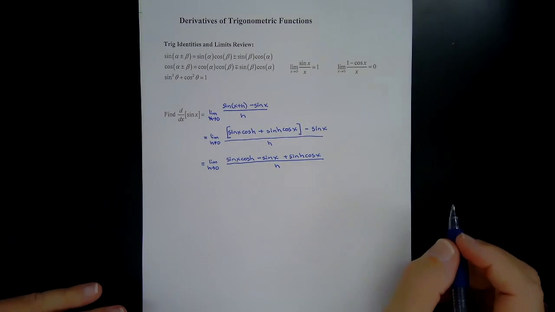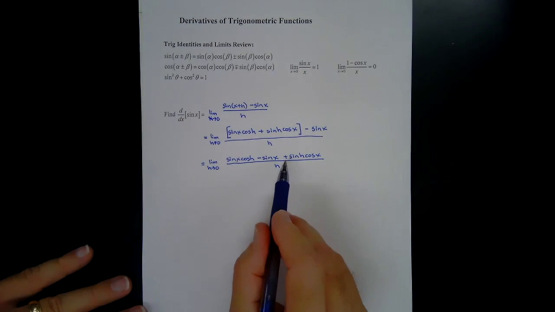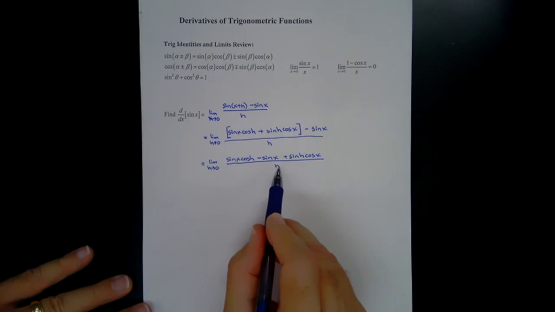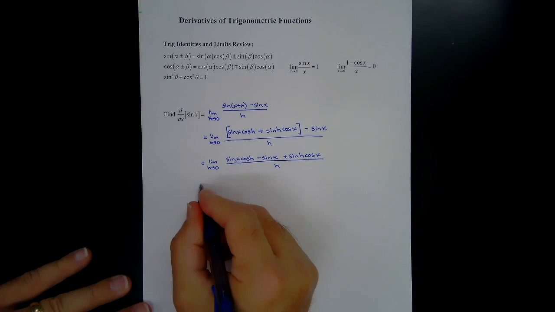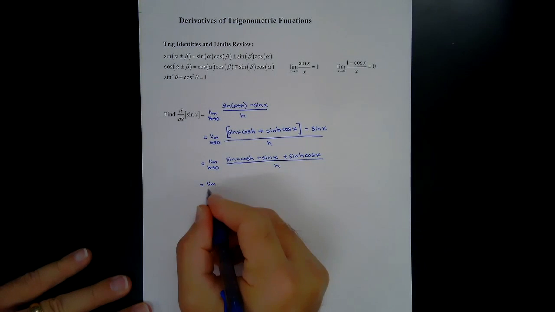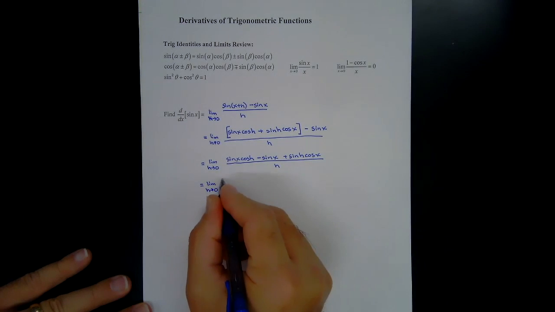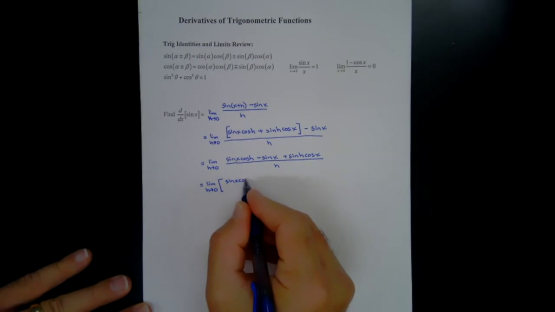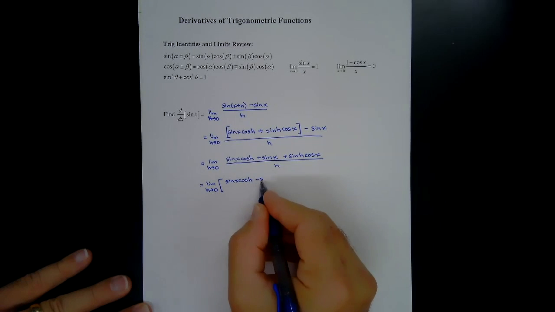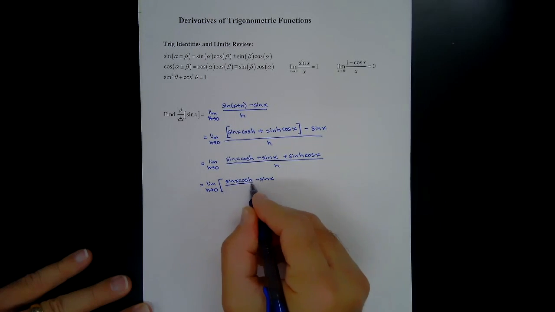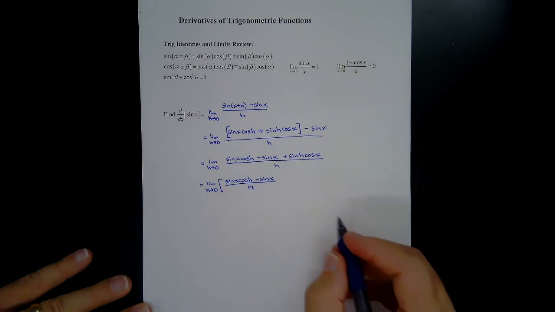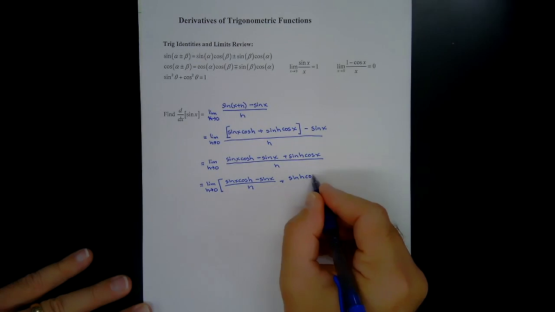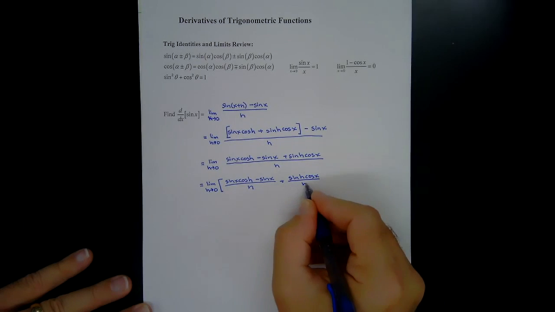And then what I'm going to do next is break this up into 2 fractions with a common denominator of h. So this becomes the limit as h approaches 0 of sine of x cosine of h minus sine of x over h, and then plus sine of h cosine of x over h.